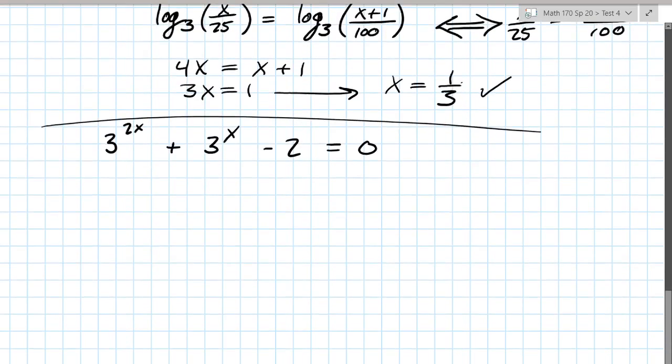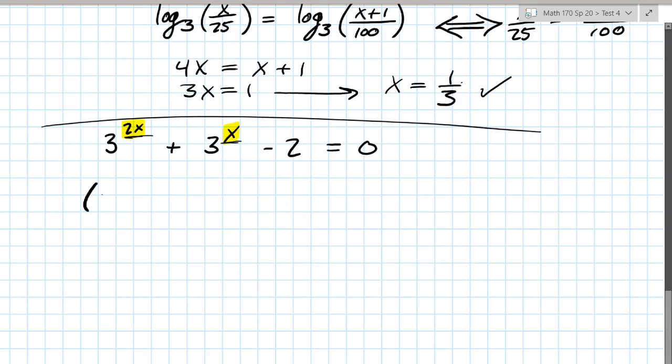This last problem is a little tricky. Notice that we have numbers to powers, and then constants. So this number to power is different than that number to power. But there's a hint, there's a clue here. This number is double that number.